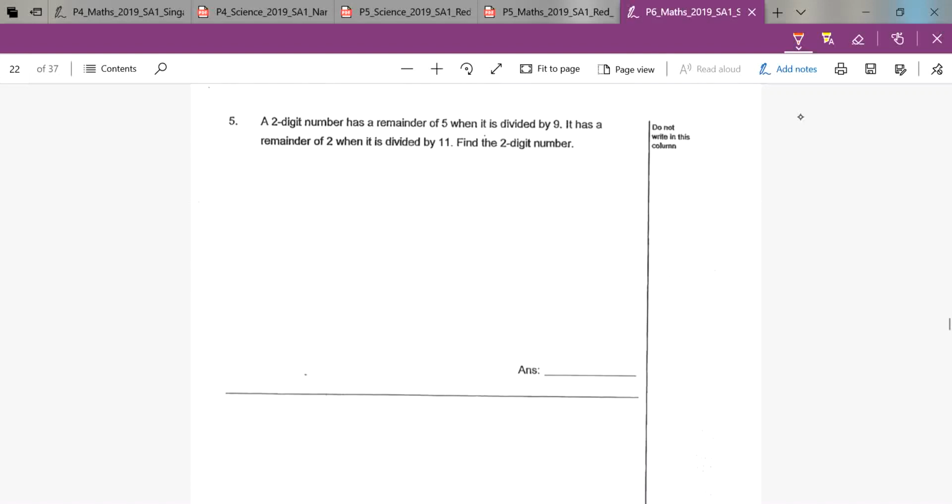Question 5. A 2-digit number has a remainder of 5 when it's divided by 9. It has a remainder of 2 when it's divided by 11. Find the 2-digit number. There are 2 ways to solve it. You can either use guess and check, which I think actually is not a very effective way to do this question.